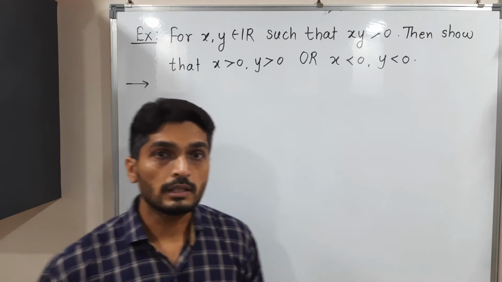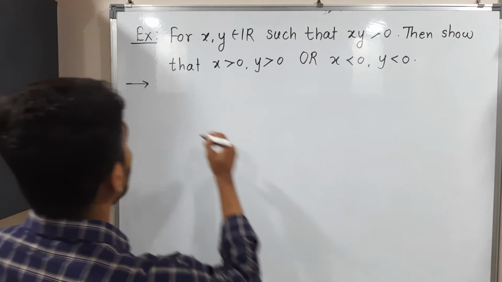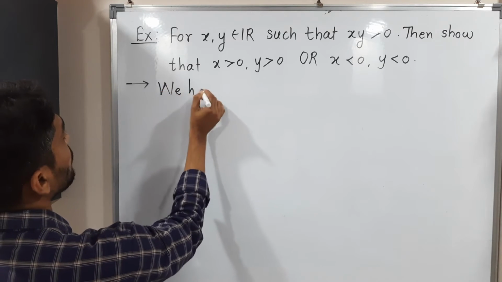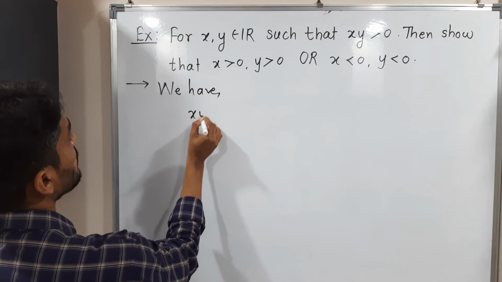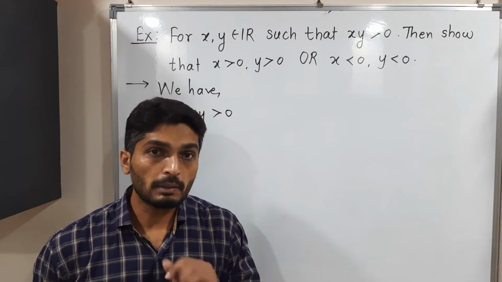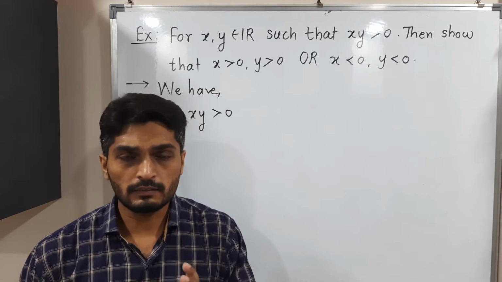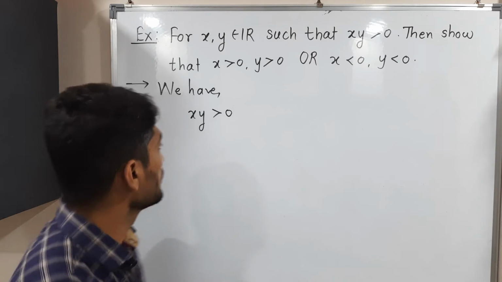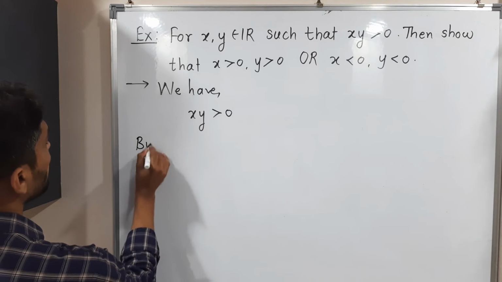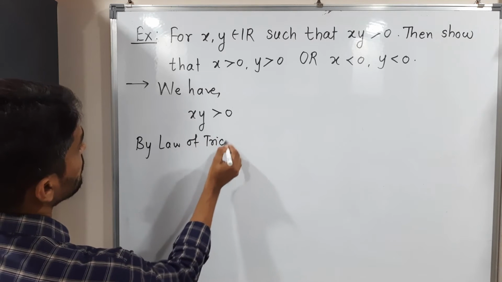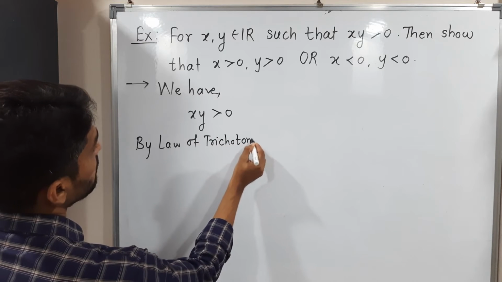So I will write the given thing. We have x into y greater than 0. You remember that law of trichotomy. I think in our third or fourth lecture we have discussed that law of trichotomy. So I will mention, by law of trichotomy. Do you remember the statement?